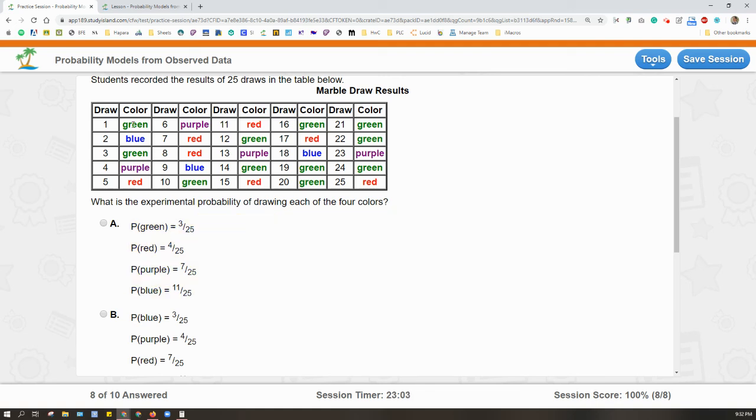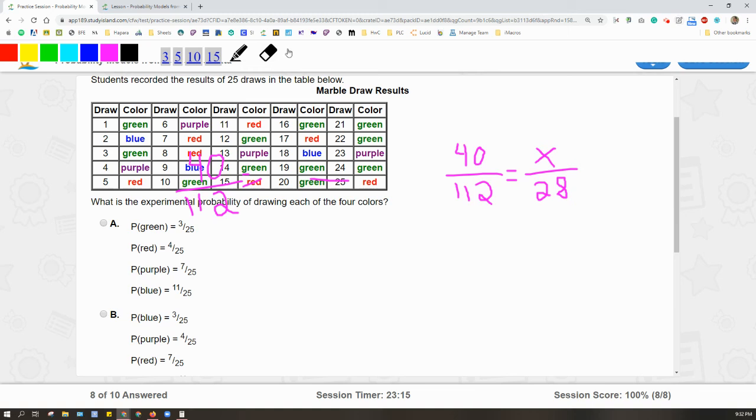How many times did we get green? Let's count up all the greens. 1, 2, 3, 4, 5, 6, 7, 8, 9, 10, 11. So the probability of getting green is 11, because 11 of these answers were green, out of 25, because we did 25 draws. So green is 11 out of 25. That's the probability for green.